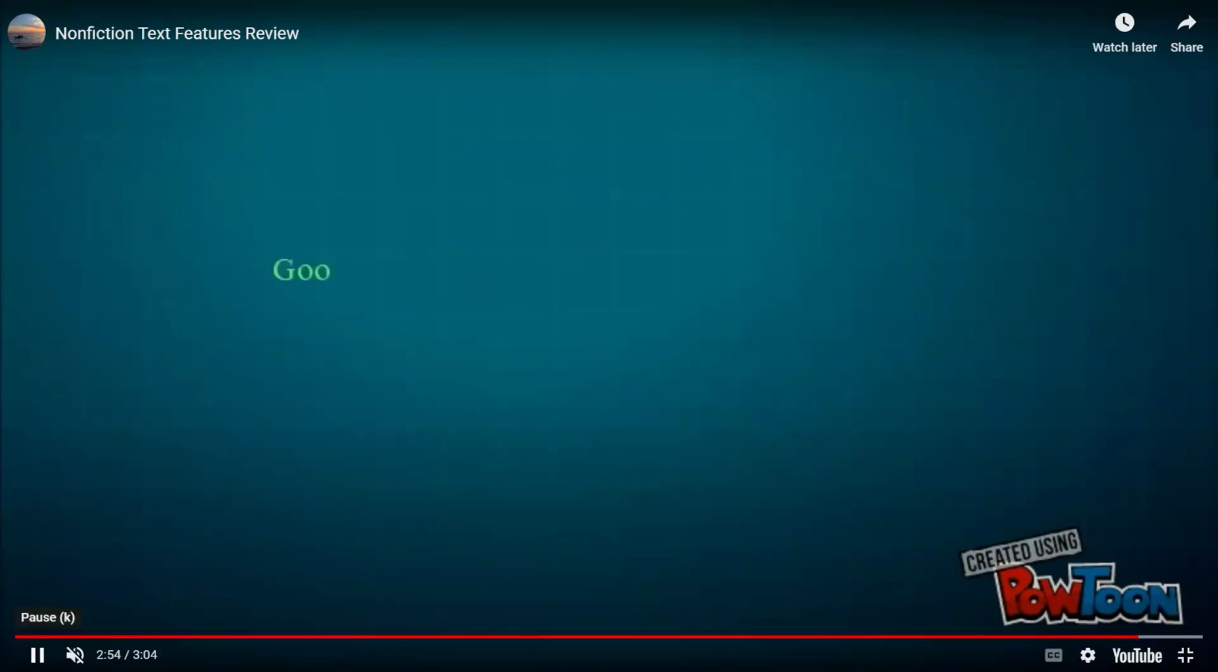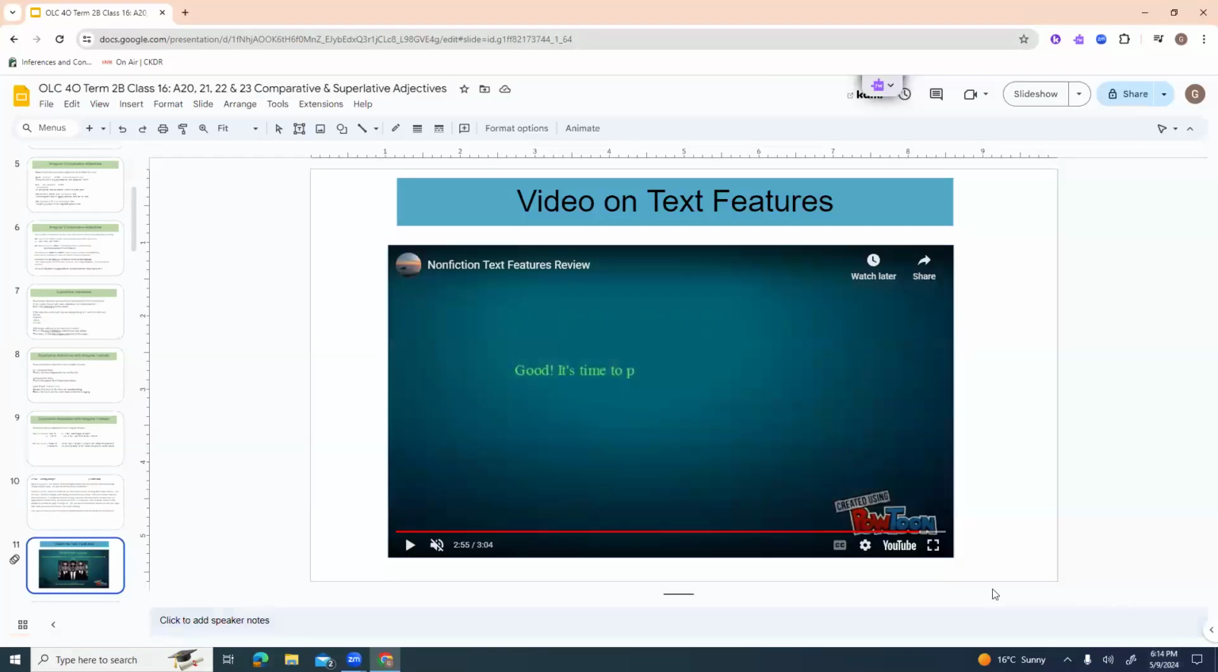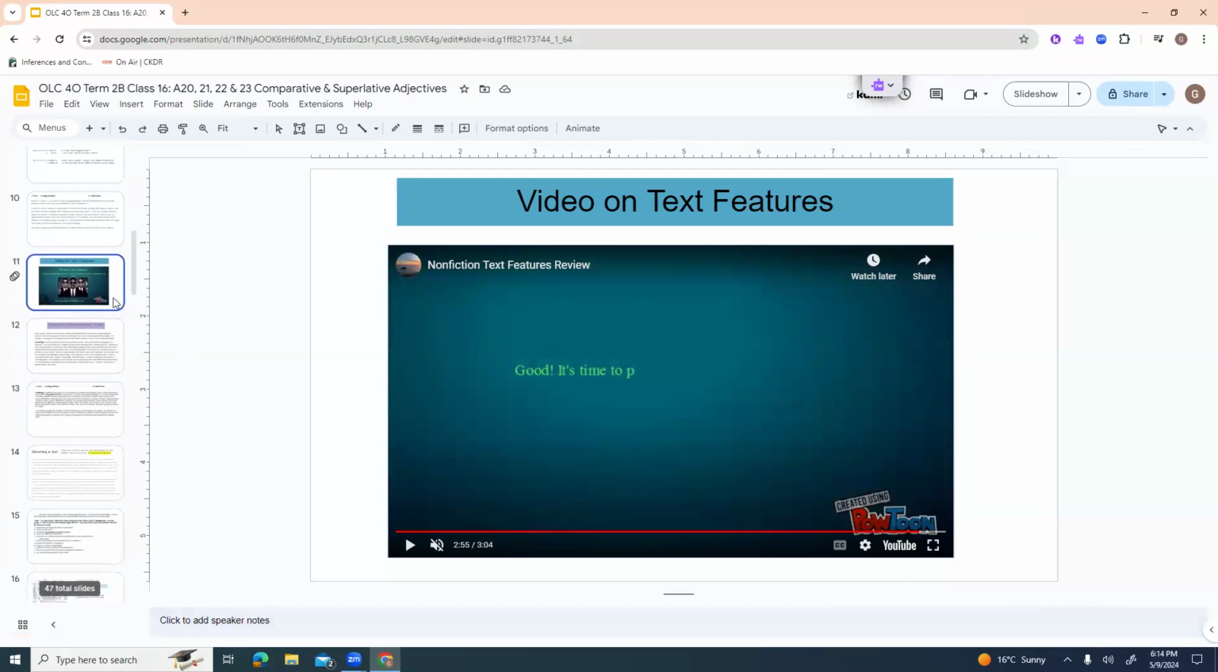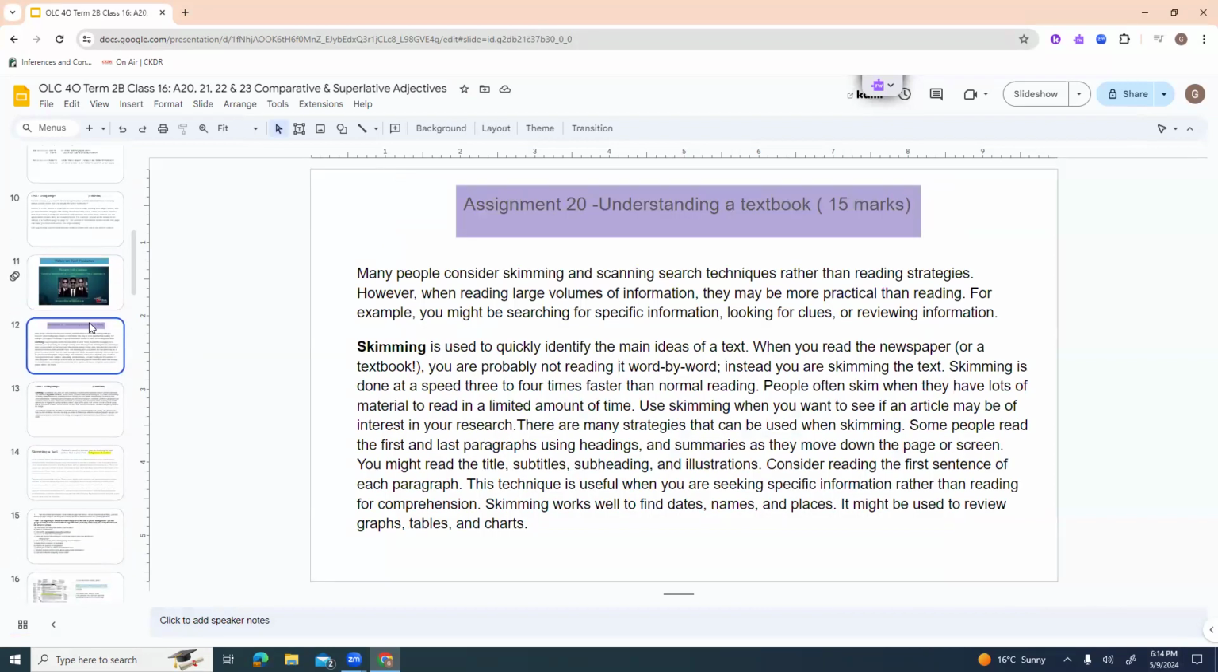All right. So now we're going to use all those features to help us understand things that we are reading. So assignment 20 is going to be understanding a textbook for 15 marks. And we're going to be talking about skimming and scanning search techniques for a little bit first. And it comes up again in assignment 21.